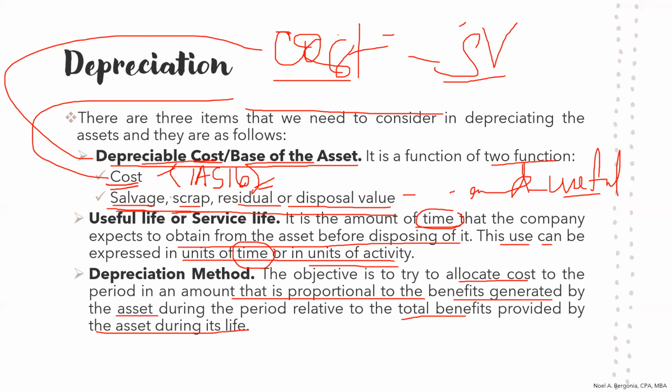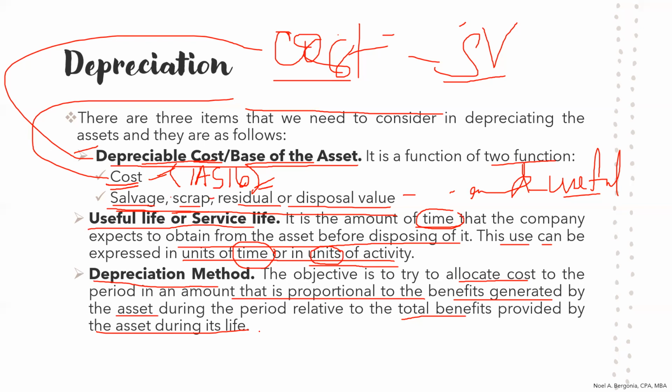Okay? So yan po yung tatlong elements na kailangan natin. Depreciable costs, which includes the cost less the salvage value or scrap value, residual or disposal value. Next element was the useful life or the service life, the length of time, or even in units, that this particular asset will be used. And then the depreciation method is the way how do we allocate this costs over the useful life. Okay? So I hope that that is clear. So later, babalikan natin itong mga elements na to and let's try to answer some of our prepared problems, no, on the succeeding slides. All right.